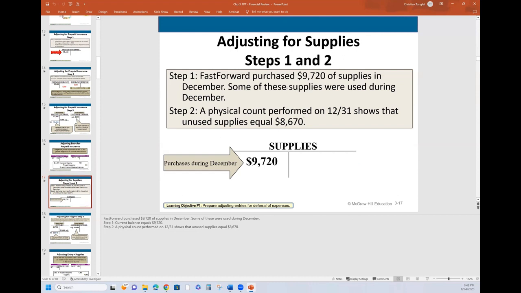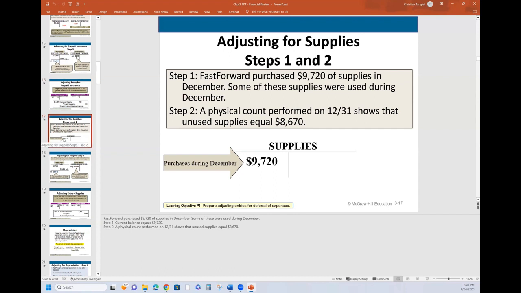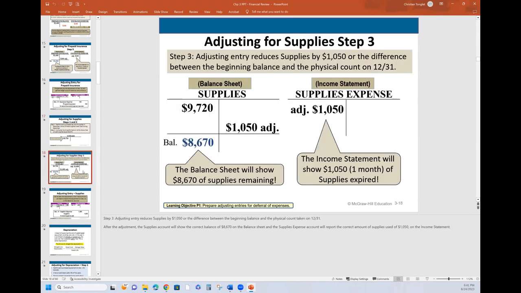All right, now we purchased $97.20 of supplies in December, and some of them were used in December. So we've already done the transaction where we bought them. They're on the books. Now, when we do our physical count at the end of the year, it's showing that the balance is $86.70. So the difference we used. So I need to reduce my supplies down to what I actually have so that I can record what I used. So what am I going to do? I'm going to subtract, get the difference, and reduce my supplies. So we're going to credit the supplies by the $10.50 to come up with the balance of $86.70.